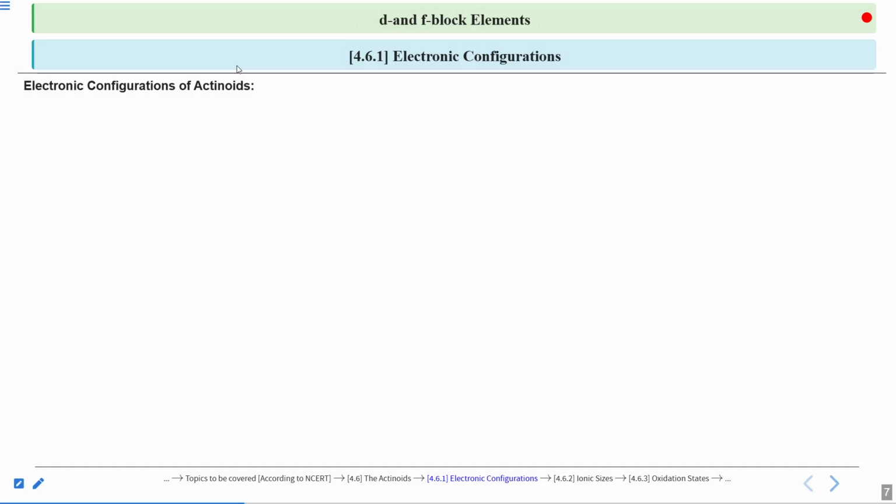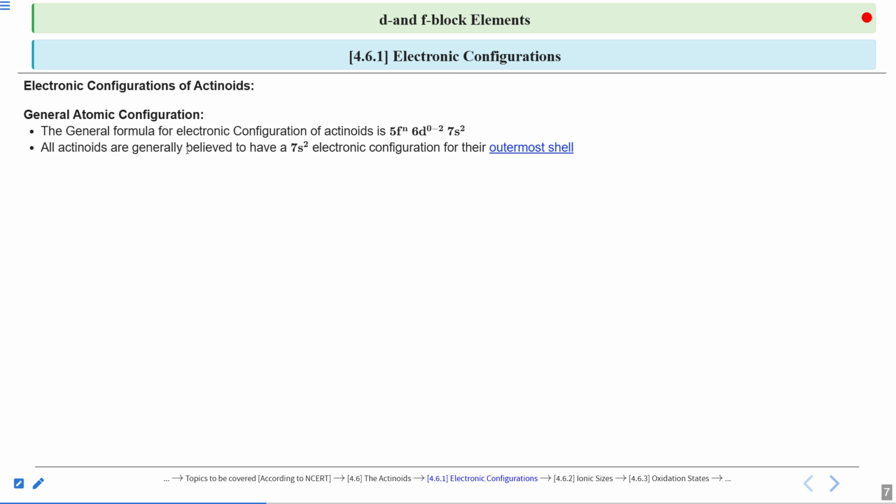So let's talk about the electronic configurations of actinoids, covering NCERT section 4.6.1. First of all, let's see the general atomic configurations. The general formula for the electronic configuration of actinoids is 5f^n 6d^0-2 7s^2. So in each element of the actinoids, 7s2 is present, but electrons are filled in the 6d orbital from 0 to 2 and in 5f^n. The f orbital is from the fifth shell.